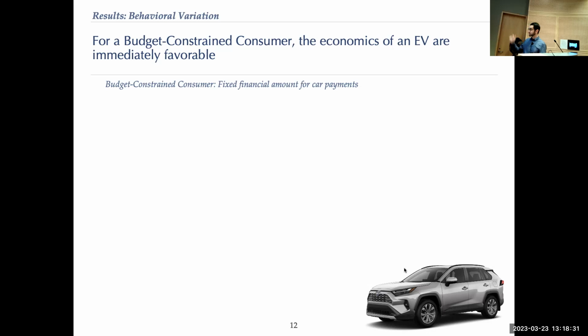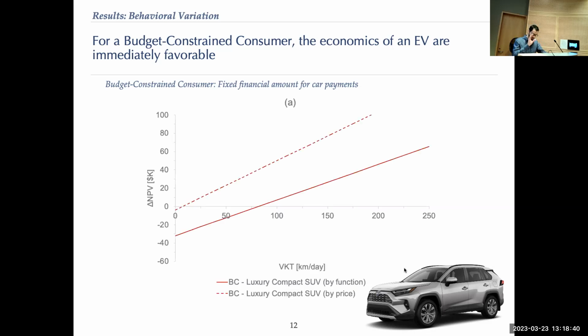So that's, for example, this one over here, the Toyota RAV4, a bigger car, same amount of value as a Hyundai Kona EV. So what does that kind of look like? This is sort of a trivial result, but I wanted to use this as a step to jump to the next one. Of course, because the value is the same and the EV is cheaper, then the economics are immediately favorable for the EV.